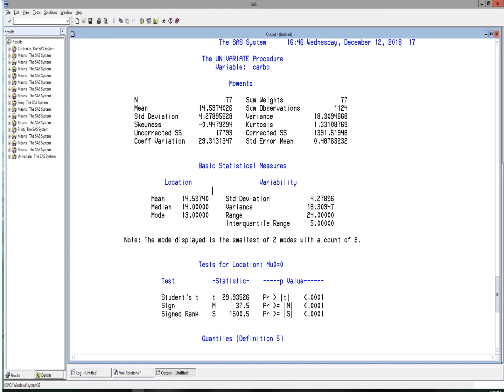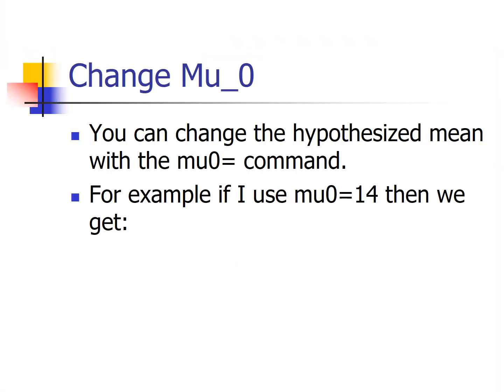Now, in a lot of our other examples, we've done things like test whether the mean fat content is more than 30, whether the mean time to completion is less than 240, whether the blood pressure is different than 115. So how can we put some number other than 0 into proc univariate? Well, let's take a look. We can change that hypothesized mean with the mu0 equals option in the first line of proc univariate. So from that first line, we put mu0 equals 14.